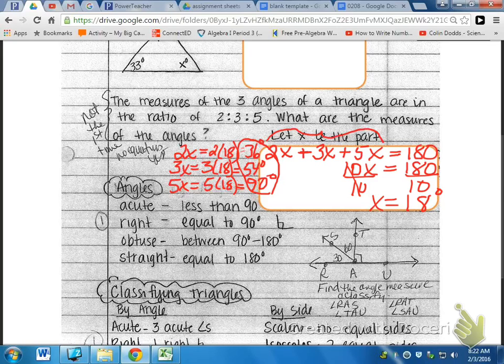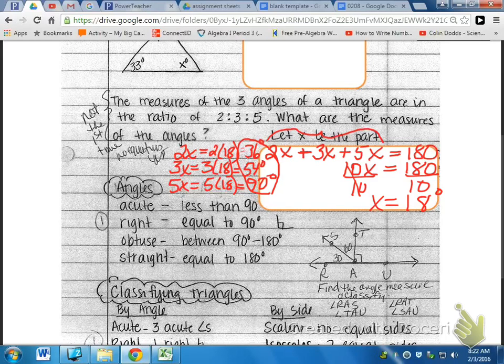Questions about that? You definitely need to set up an equation. You need to use a variable for the part. Use the ratio of each one times that part and set it equal to 180. Questions about that?